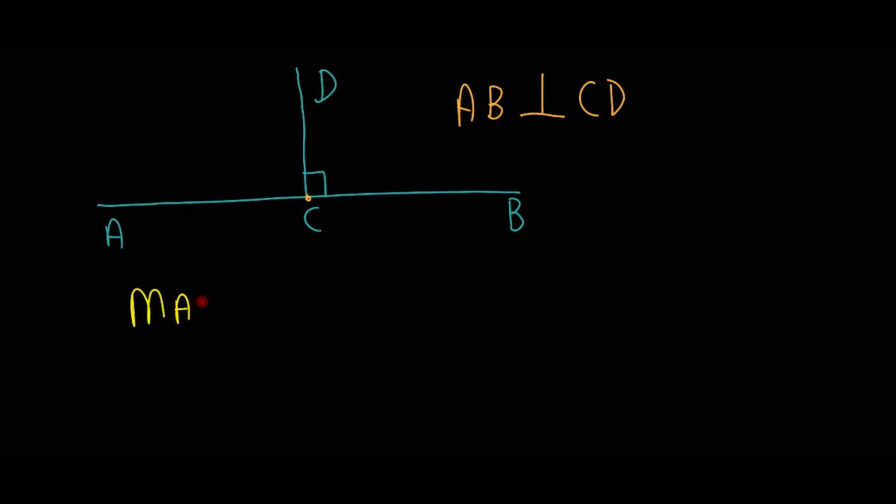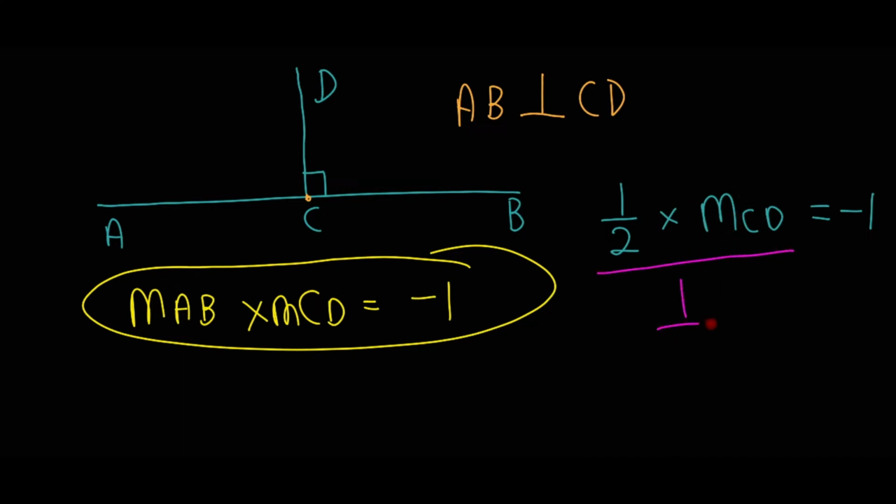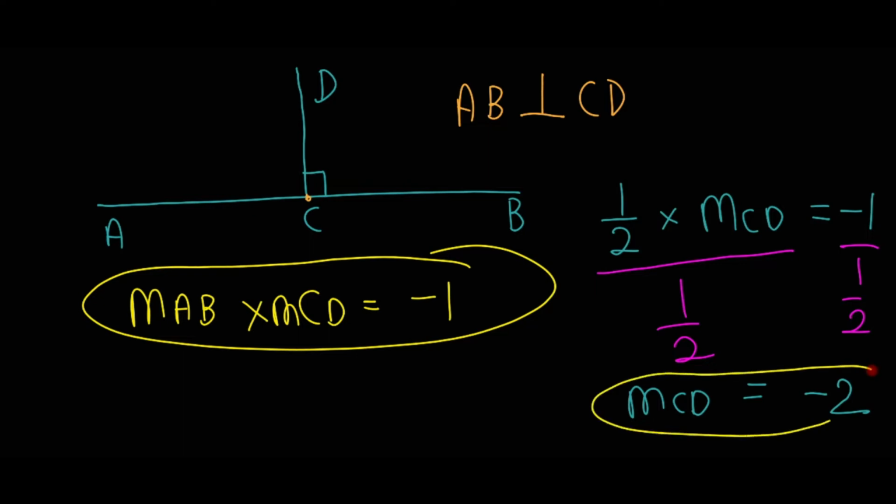So gradient of AB times gradient of CD equals -1. Let's say the gradient of AB is 1/2, so 1/2 times the gradient of CD equals -1. From there I find the gradient of CD very easily by dividing both sides by 1/2, so the gradient of CD is -2. This is the easiest way to find one of the gradients where the lines are perpendicular.